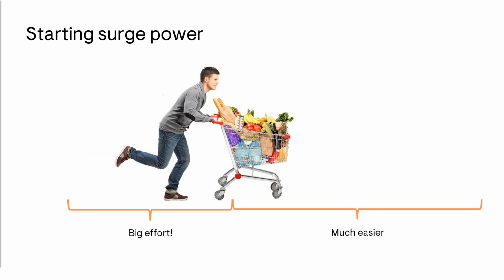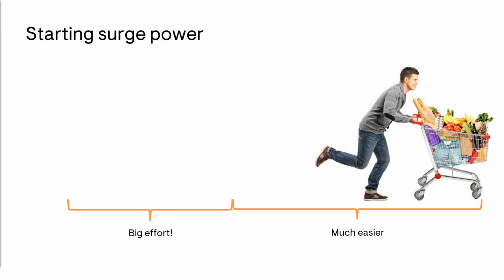If you're trying to explain this to a homeowner, the best analogy that I've come across is the extra effort that's needed to get a shopping cart going. It takes a big push of energy, or power, I should say, to get the terms right. A lot of power to get it going, but then once it's rolling, it takes a lot less power to keep it moving. Same applies to something like a pool pump or air conditioner.